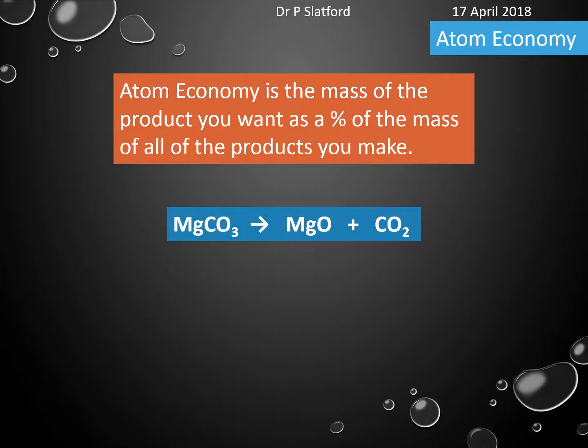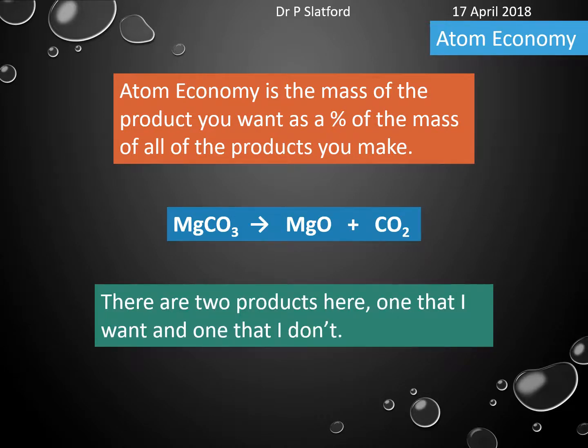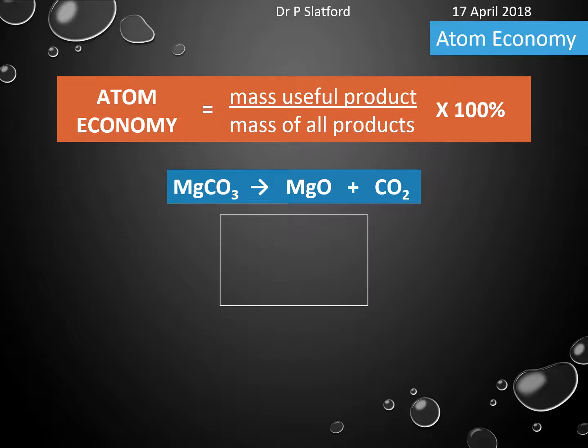If I think about the other reaction that I showed you, so the thermal decomposition, I make two products. And I need to be able to work out a percentage or the atom economy of this. Okay, and I do this using the equation here, the mass of the useful products divided by the mass of all of the products times 100%. So I need to work out the masses, which essentially is the relative molecular mass.